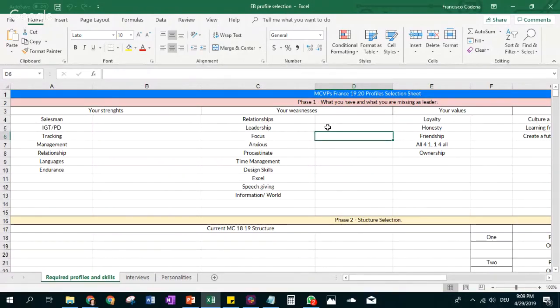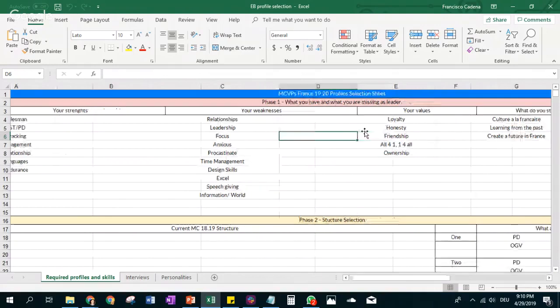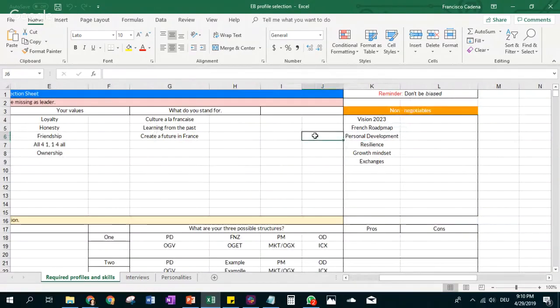And if you have 10 applicants, it will give you clarity on actually choosing the best team based on the needs of your LC and of your personality. So I will use myself as an example. I did this when I was in the process of choosing my team, as I mentioned.